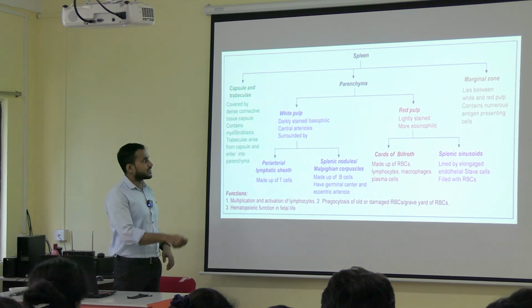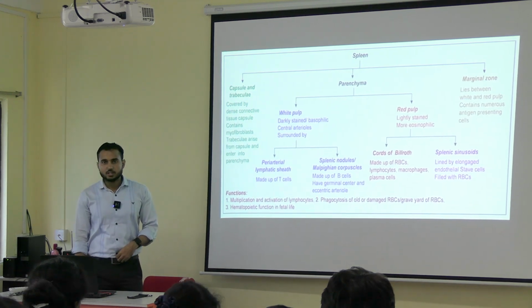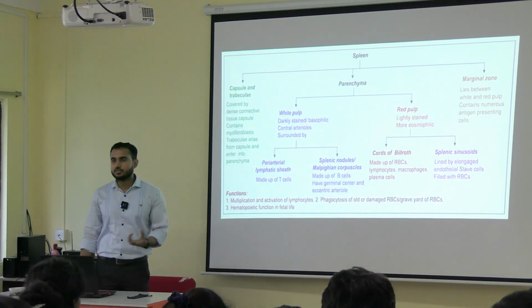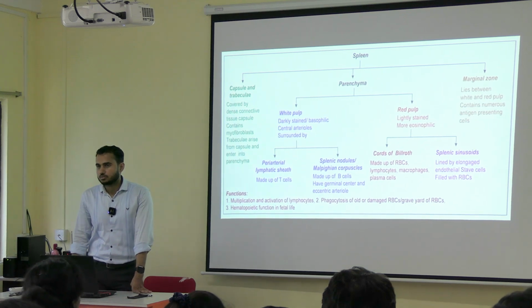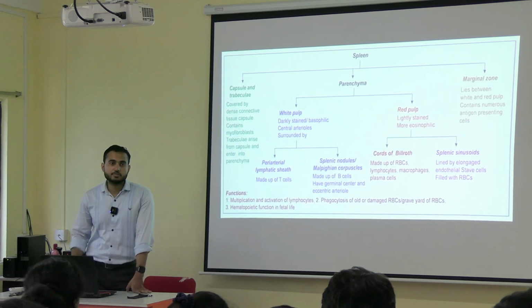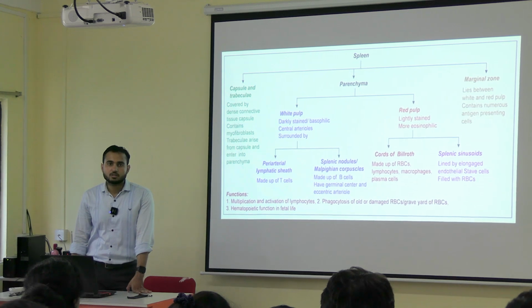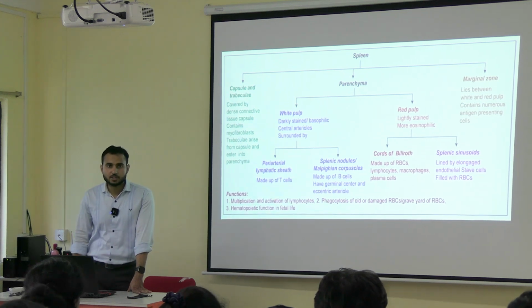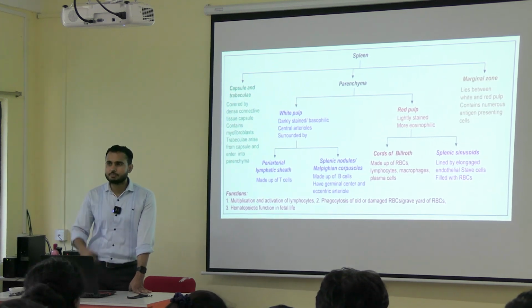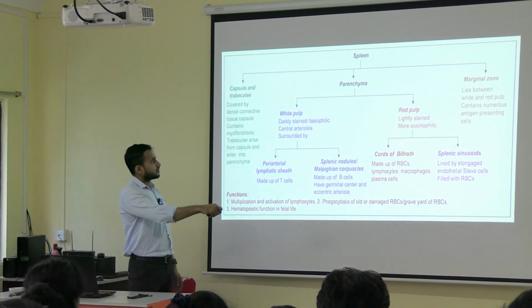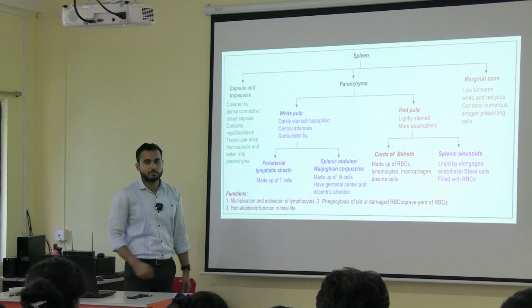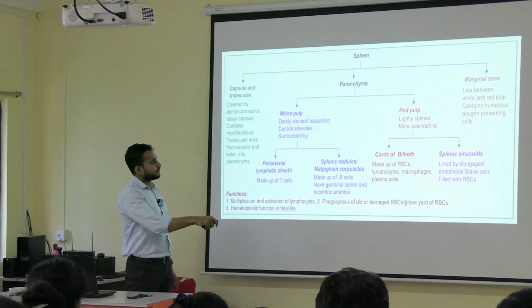Next another part is there, that is the red pulp. So what is present in the red pulp? It is lightly stained and eosinophilic. If it is eosinophilic, what will the appearance be? Pink color will be there. So this red pulp will be pink in color, lightly stained. It is eosinophilic. Now it is also made up of two parts.